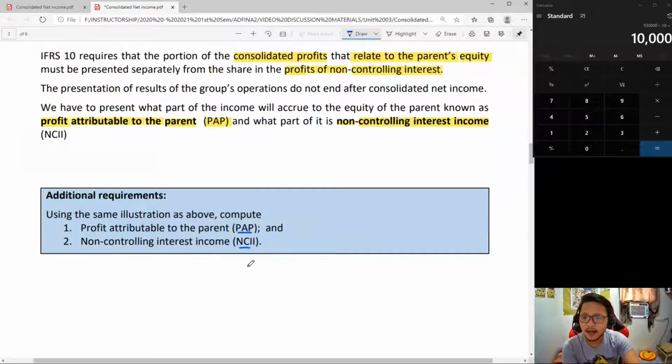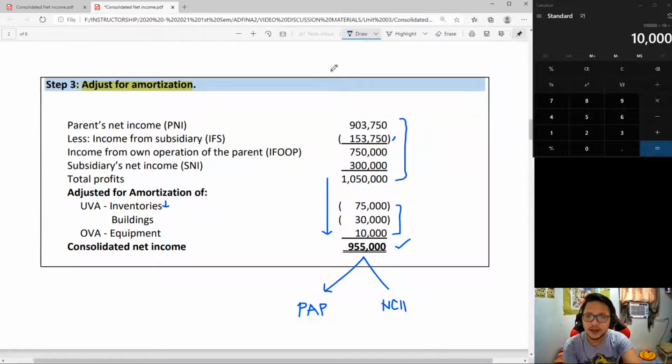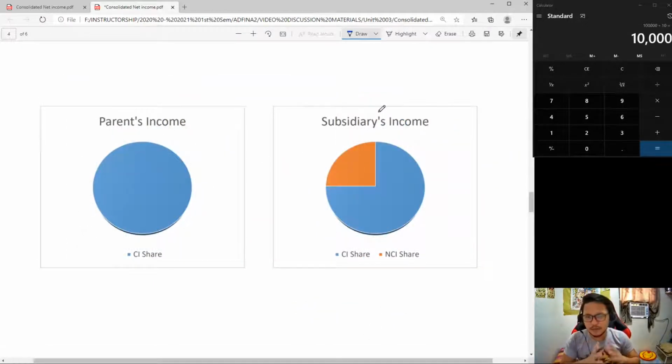Okay. Actually, ang computation natin sa PAP and NCII is derived from the same computation of consolidated net income. Pero background lang dito. Profit attributable to parent and NCII. Ano nga ba to? So to illustrate properly, imagine that this one is the parent's net income and this side is the subsidiary's net income. Also note that the parent owns 75% of the subsidiary. The remaining 25%, that is owned by NCI.